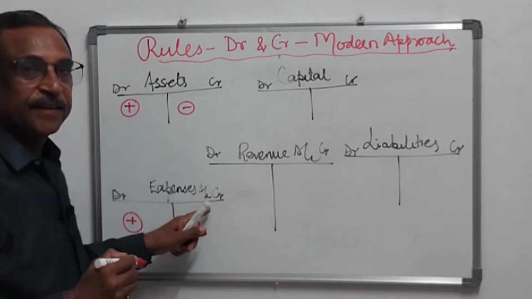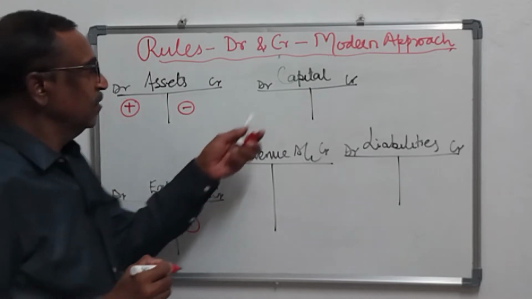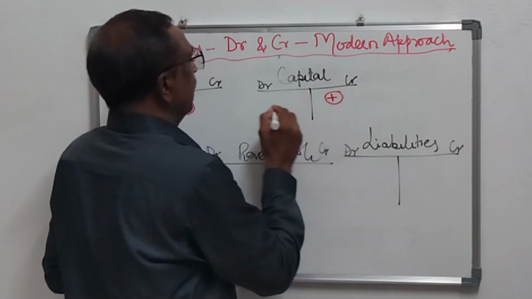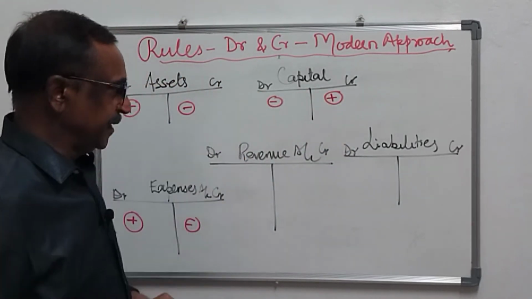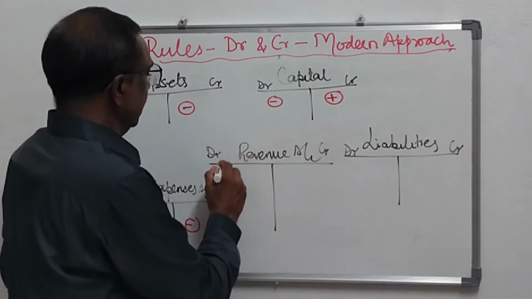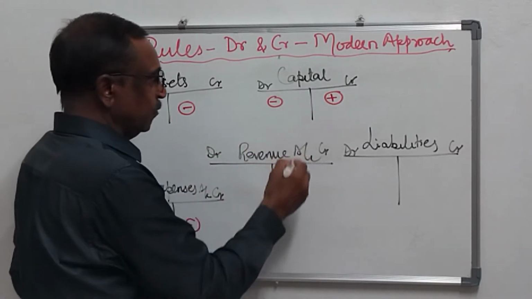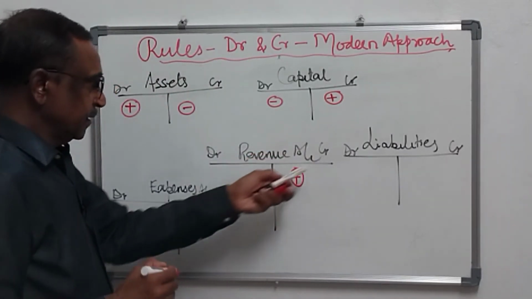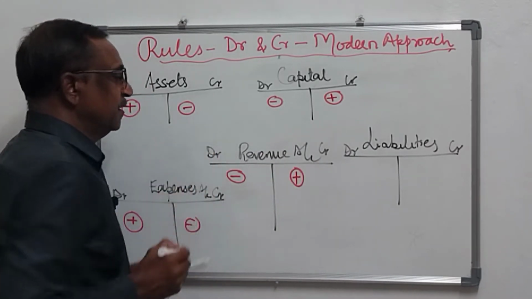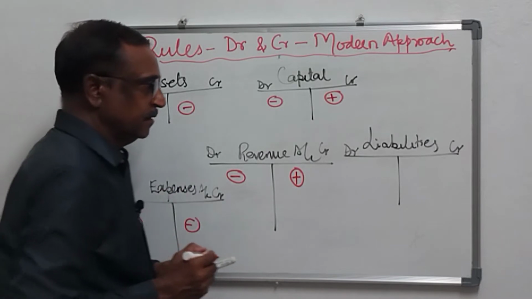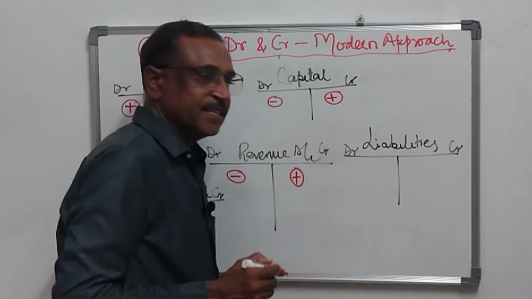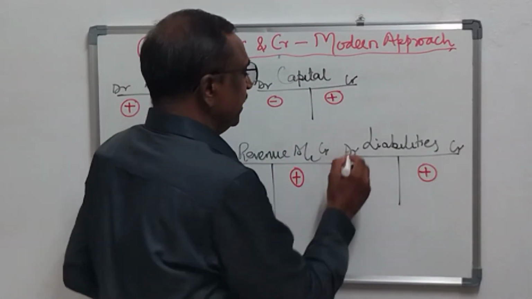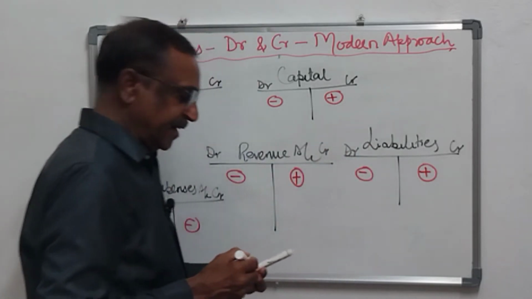expenses is credited. Okay? Now for capital, the rule is increase in capital is credited and decrease in capital is debited. And the rule for revenue is similar to that of capital, that is, increase in revenue is credited and decrease in the value of revenue is debited. Same rule for liabilities also. Increase in the value of liabilities will be credited and decrease in the value of liabilities will be debited.